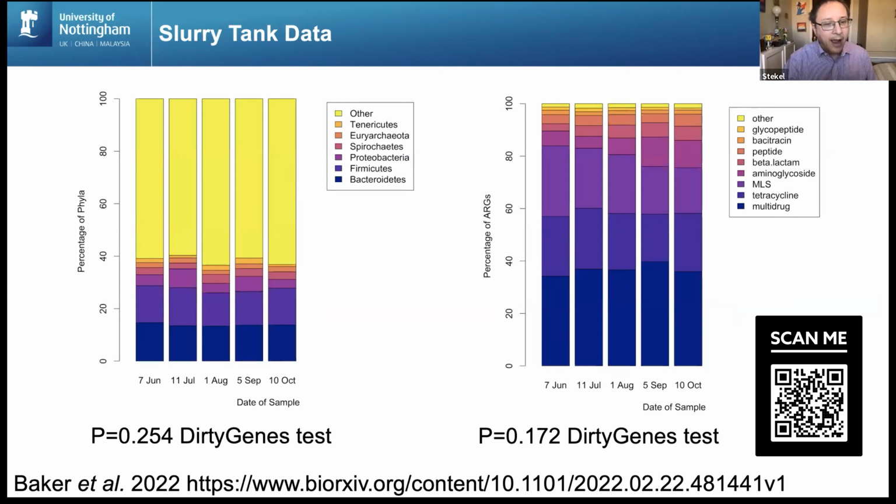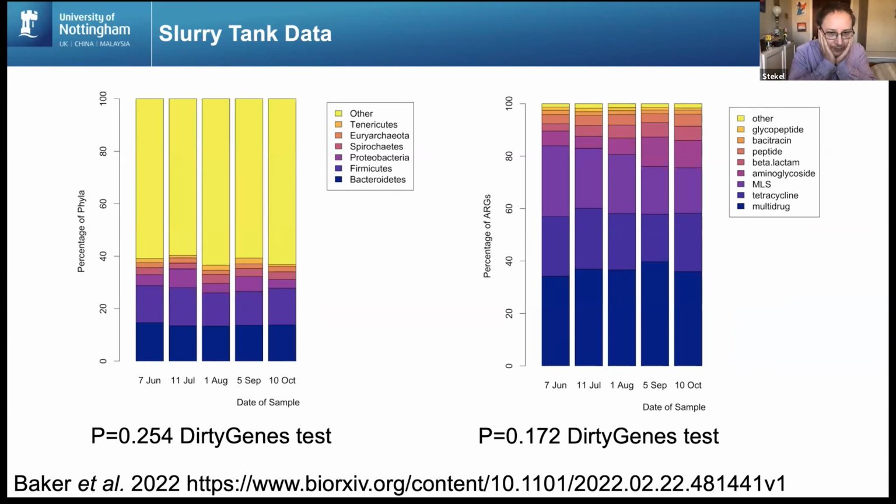And so here we have metagenomics samples from the slurry tank taken at 5 different time points over the summer of what was 2017, so it was 5 years ago already. Time flies. And what I have plotted in these graphs are, on the left-hand side, the main bacterial taxonomic groups, and I have limited it to those that have at least 1% of the population.